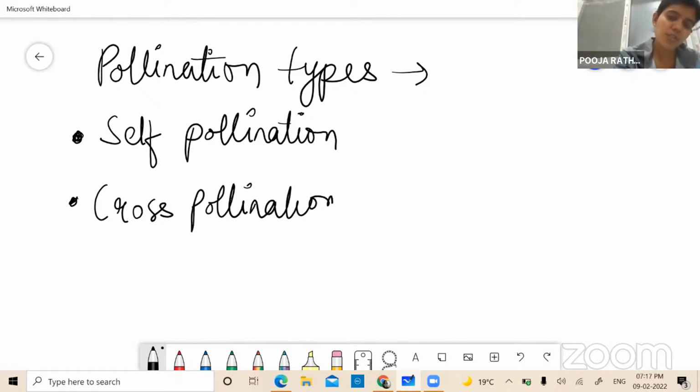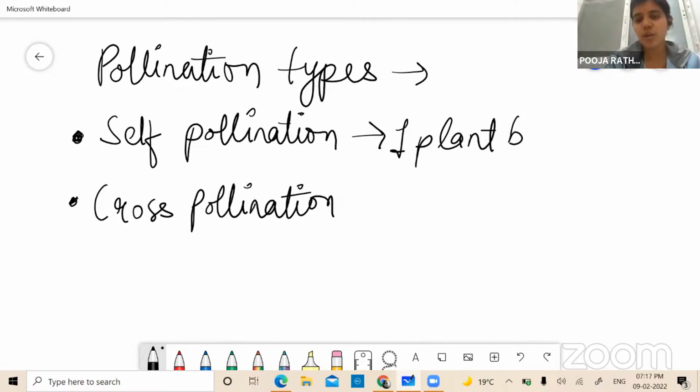Self-pollination is something in which the same plant has both the male and female parts present, and the pollination is done in the same plant only. No medium or other way is required for pollination, and that's why self-pollination is done. That means one plant body is sufficient here.